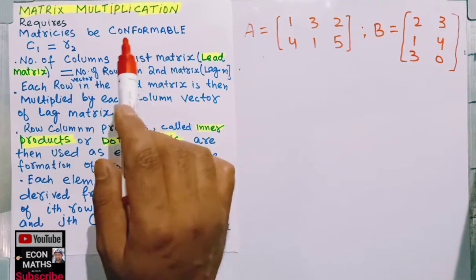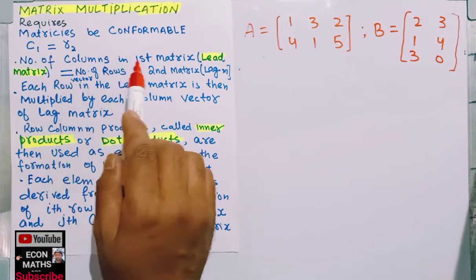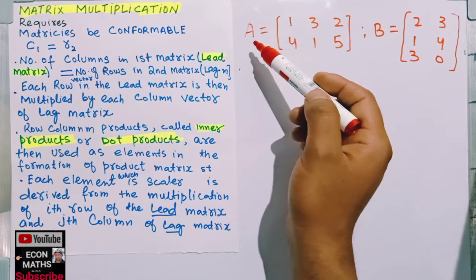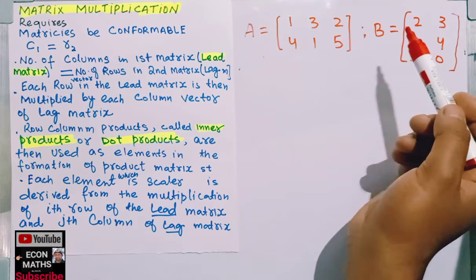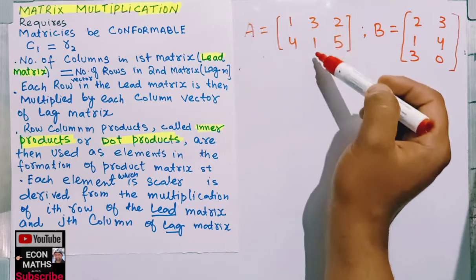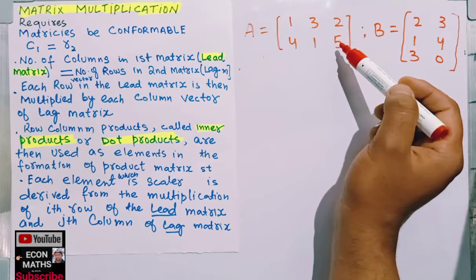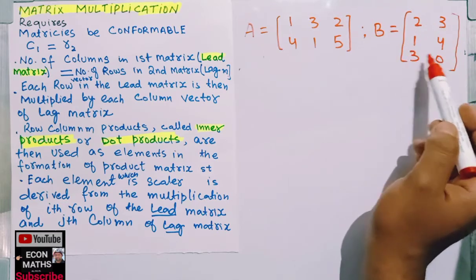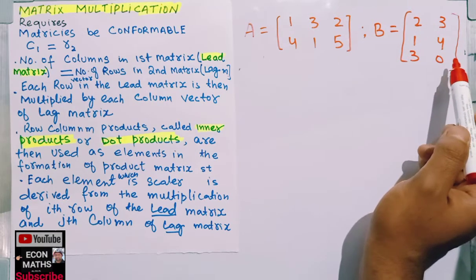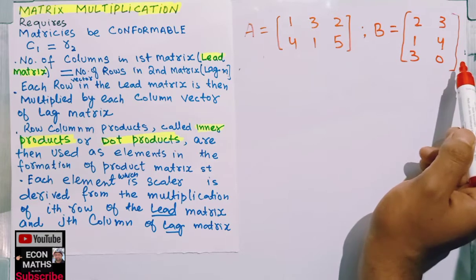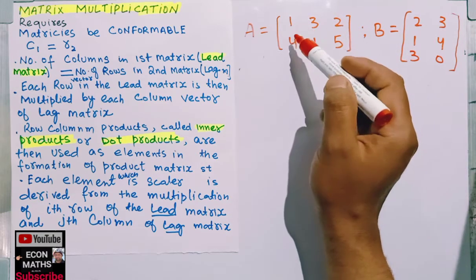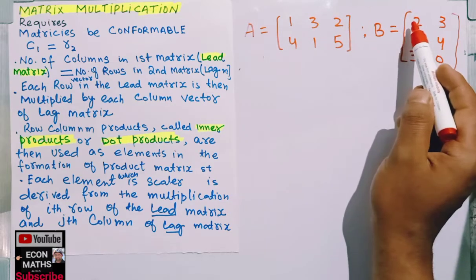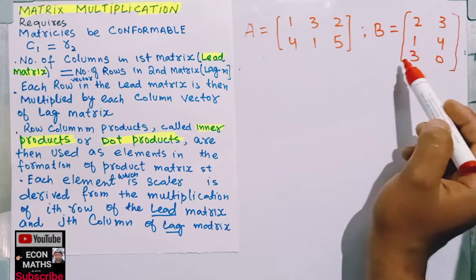Conformable means that if we are given two matrices, this A matrix and B matrix, then the number of columns in the first matrix, which is also called the lead matrix, must be equal to the number of rows in the second matrix, which is called the lag matrix. Here we can see the number of columns are 1, 2 and 3, and here the number of rows are 1, 2 and 3.